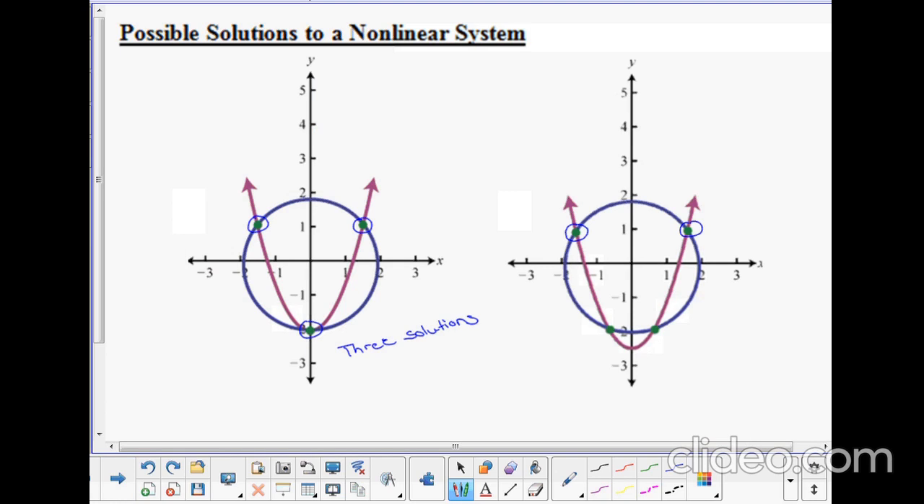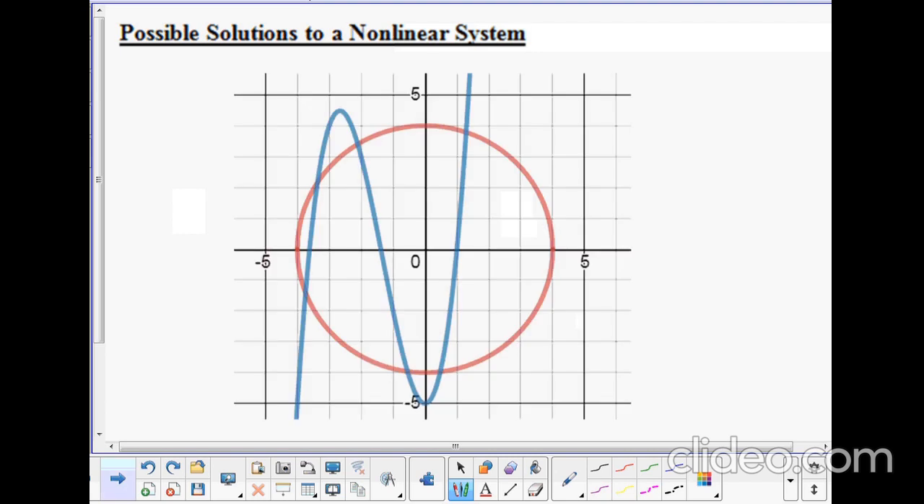To the right, I still have a circle in the same location. I've shifted my parabola down, and this one gives me 4 intersections and thus 4 solutions. And really what we're going to find is once we start looking at certain types of polynomials combined with potentially circles or other functions, there's actually an infinite number of solutions. So here's an example of a graph that I created that is a polynomial, a function.